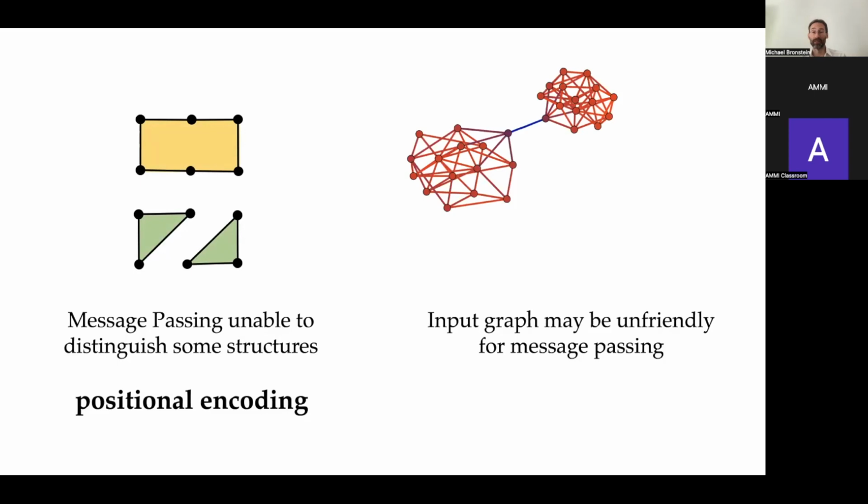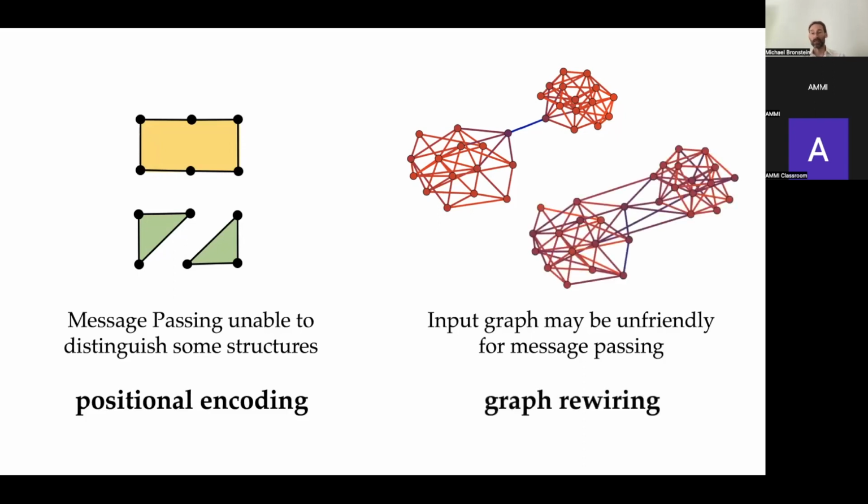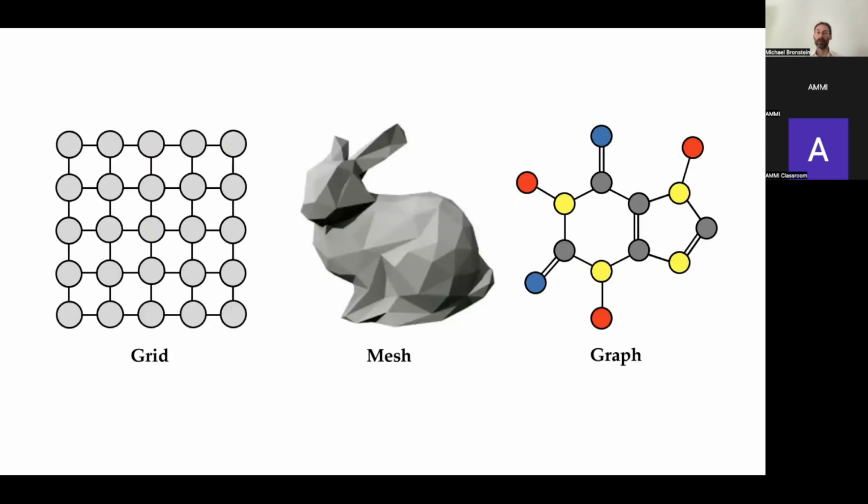Another problem is that some graphs might be very unfriendly for passing information. So think of this graph where you have a bottleneck, and you need to squeeze all the information into this pair of nodes that connect these two communities. The standard remedy in the literature is graph rewiring, where you allow changing the graph in a way that will facilitate the propagation of information.